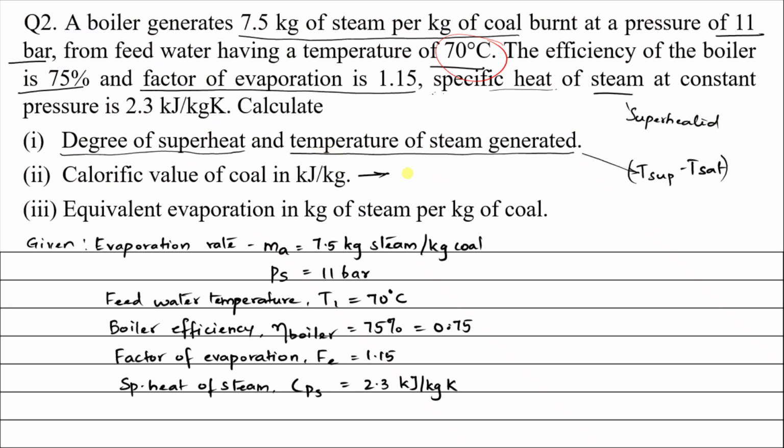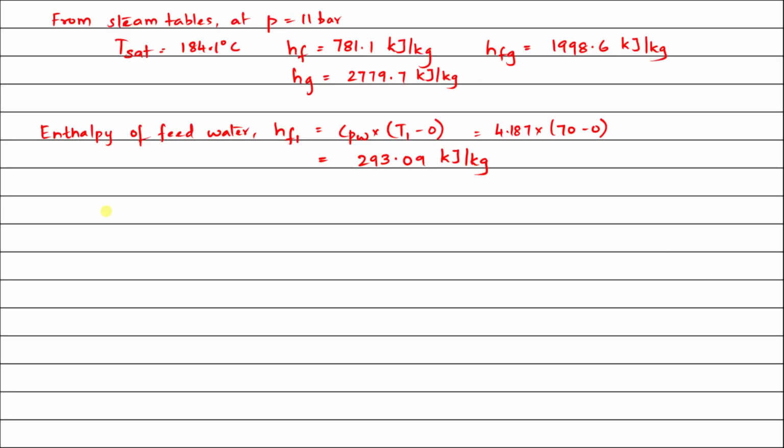Once I have found the enthalpy of feed water, the next step is to find out the degree of superheat and the temperature of the steam generator. For both cases, I can start with either the boiler efficiency or the factor of evaporation. So let us first go through the expression for both of them.